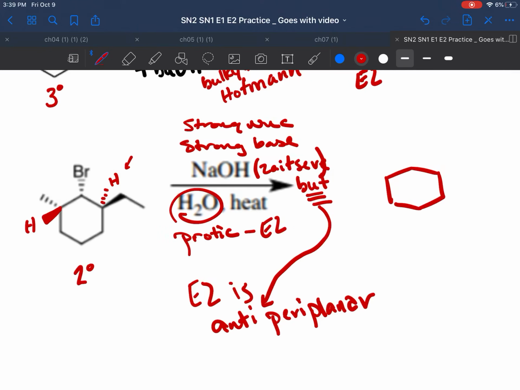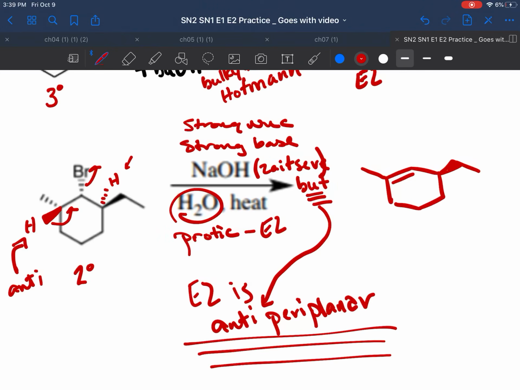You're going to have an H on this side that's on the opposite side of the ring. So this one can be anti to the bromine and be in the same plane. So we're going to pluck off that hydrogen, make our double bond, kick out our bromine. So we're going to wind up with the double bond going to the left rather than to the right. We didn't do anything on that ethyl group, so we leave that stereochemistry alone. All right, so at the very end, we did have to pay attention to that anti-periplanar, but you only really have to think about this when it is an E2 reaction and you have some stereochemistry to work with.